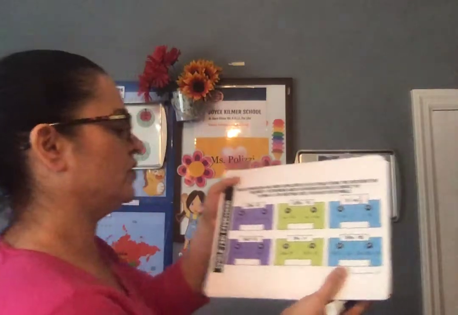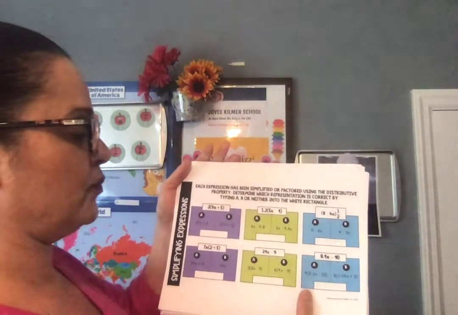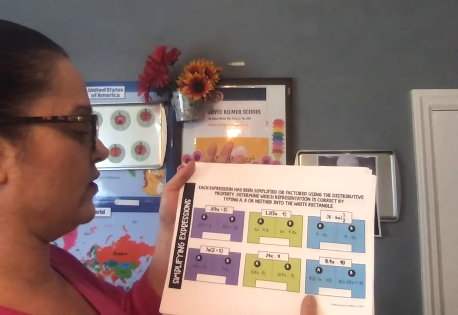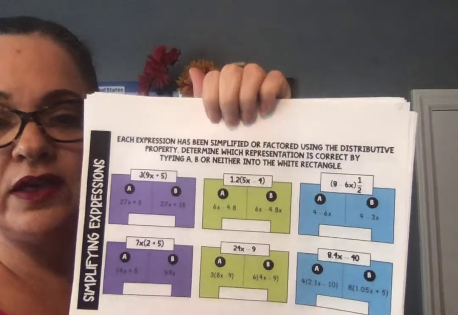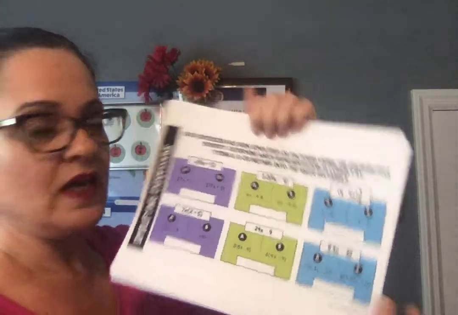Okay, all right. So if you look at page number 2, you'll get some examples that are going to show the distributive property. And you'll have to figure out whether that specific expression is represented by letter A or letter B. And that's what you would put in each of these boxes. Okay, so let's just go ahead and see what that might look like.